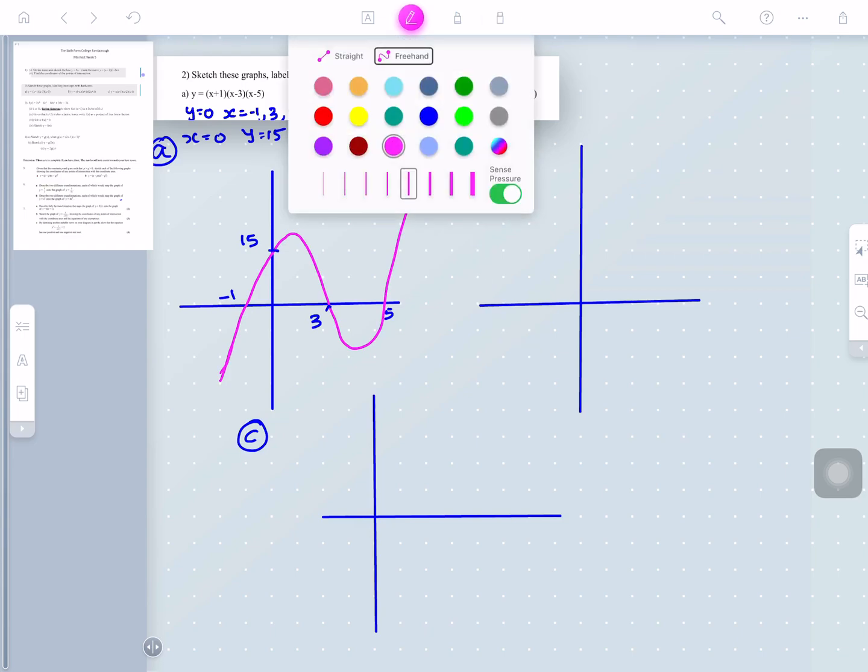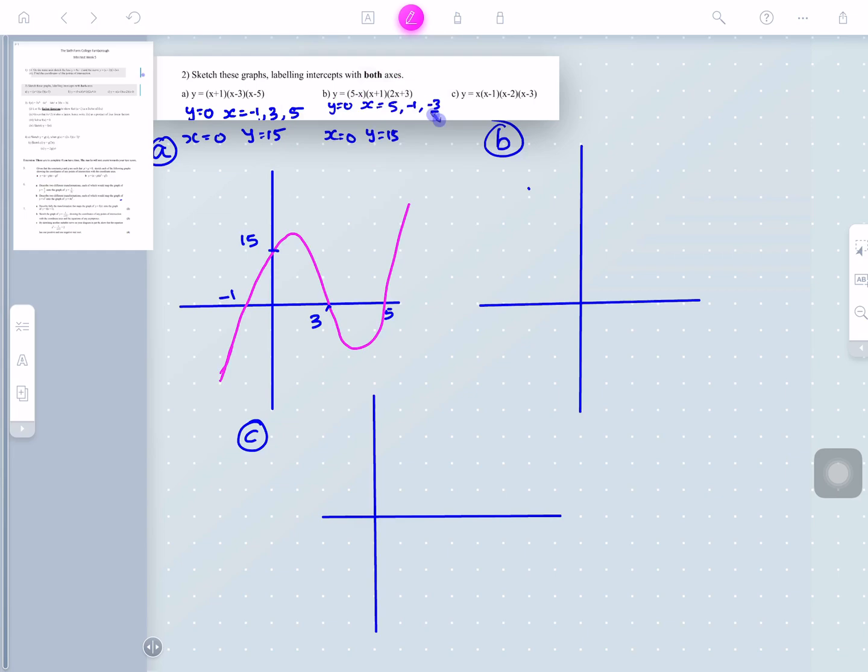Start again. See, sometimes you have to do this if the shape doesn't look right. Okay, so you start there, then it comes down. Okay, that's brilliant. And so now label the axes, which is -3, -1, that's 15, and that's 5.